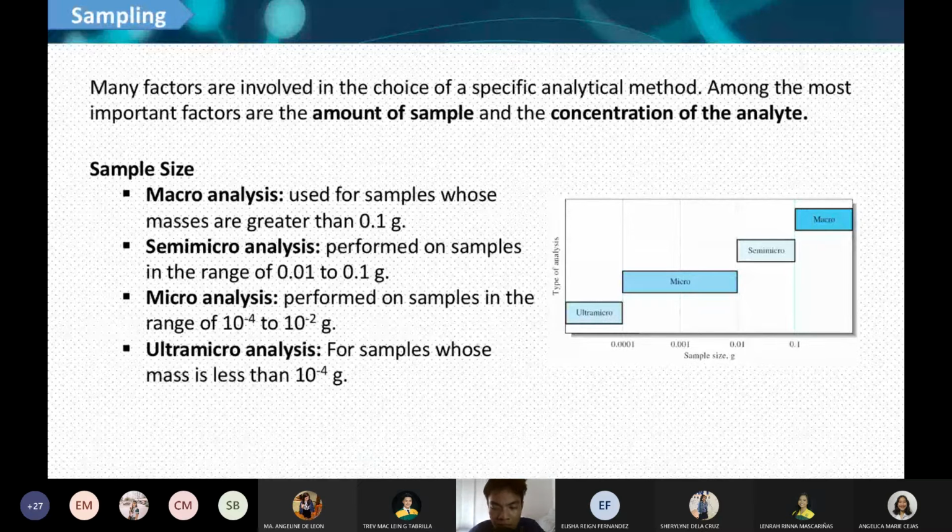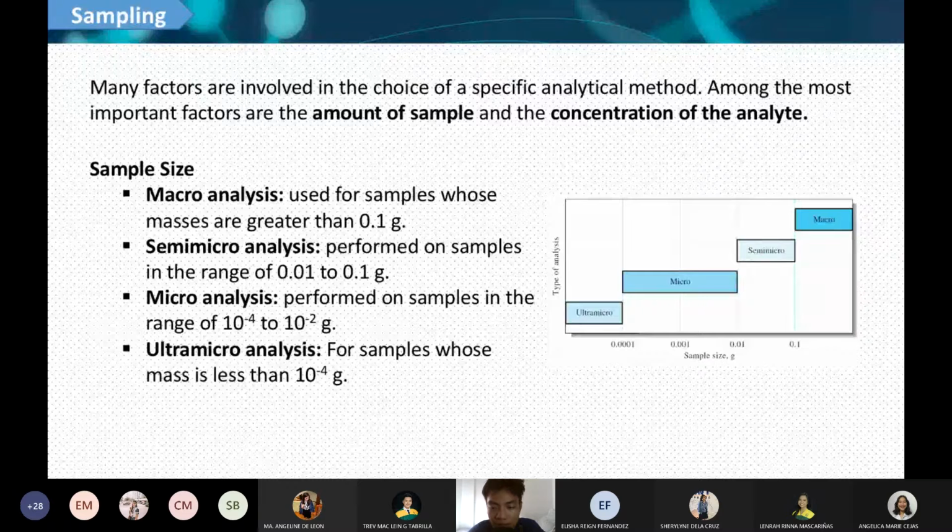Other type of analysis could be titration or volumetric analysis. Pwede yan dun sa macro analysis. Kasi we are dealing with huge amount of our substance. When we say huge amount sa chemistry, okay na yung 0.1 gram. Malaki na yon sa chemistry.